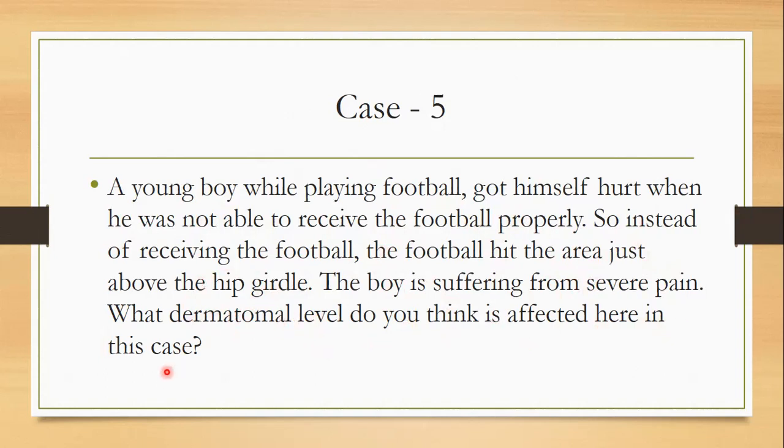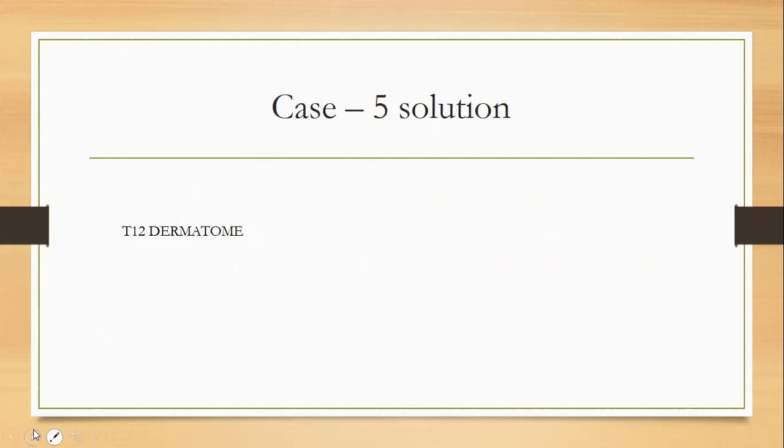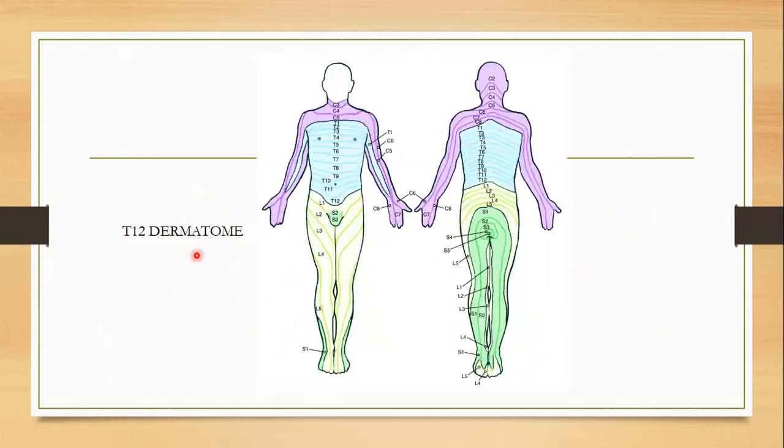This is pretty simple. Look at the keyword here, just above the hip girdle. So what is the dermatome present just above the hip girdle? It is T12 dermatome. So T12 dermatome is affected here. And here you can see this is the T12 dermatome, just above the hip girdle.